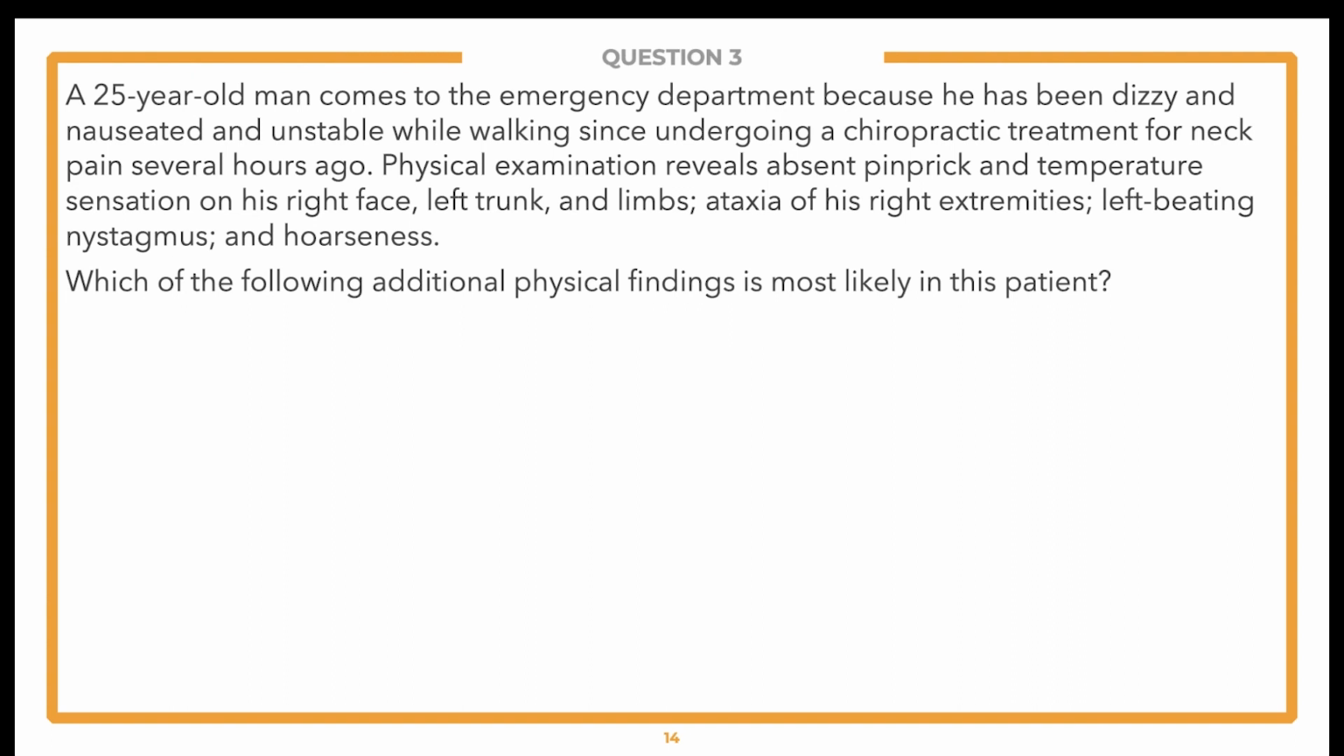A 25-year-old man comes to the emergency department because he has been dizzy and nauseated and unstable while walking since undergoing a chiropractic treatment for neck pain several hours ago. Physical examination reveals absent pinprick and temperature sensation on his right face, left trunk, and limbs, ataxia of his right extremities, left beating nystagmus, and hoarseness. So again, which of the following additional physical findings is most likely in this patient?